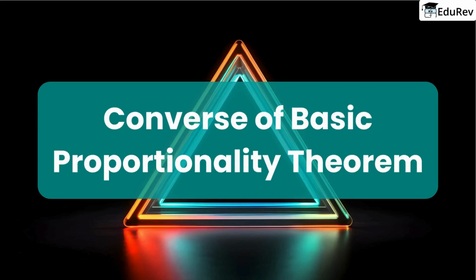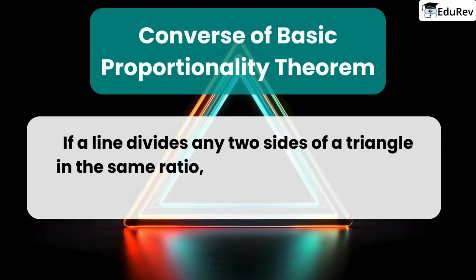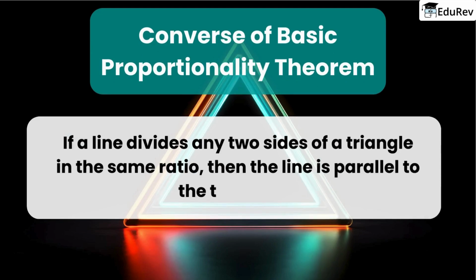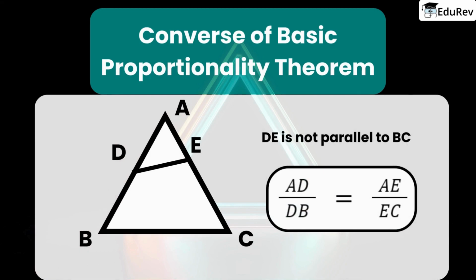We can also derive its converse theorem, which is, if a line divides any two sides of a triangle in the same ratio, then the line is parallel to the third side. This theorem can be proved by taking a line DE such that AD upon DB equals AE upon EC and assuming that DE is not parallel to BC.